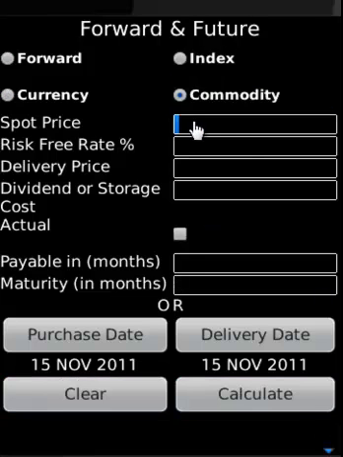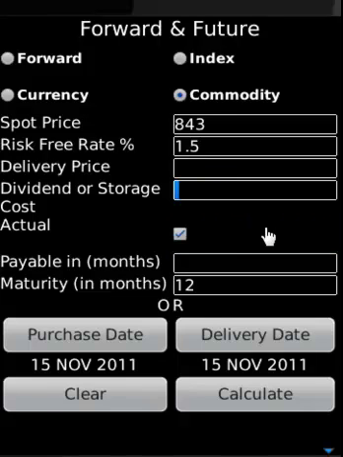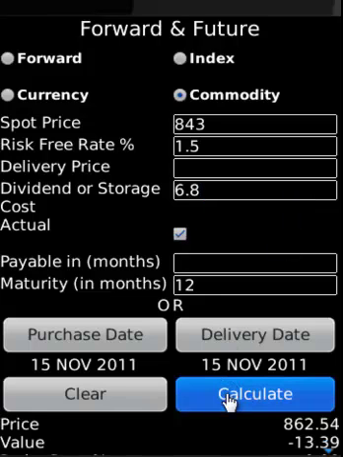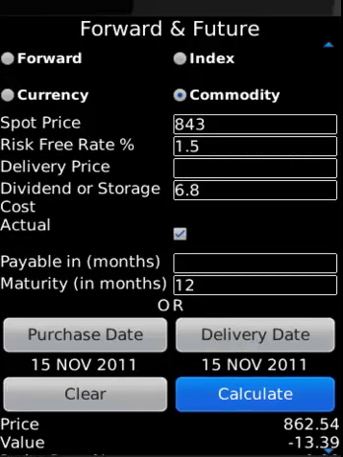Let's take a look at a commodity. Here 843 is the price, risk-free rate is 1.5, and your maturity is in 12 months, and we are paying an actual cost of 6.8 every year. So now calculate the value and parity rate. With this we just covered the forward and future BlackBerry application. Thank you.